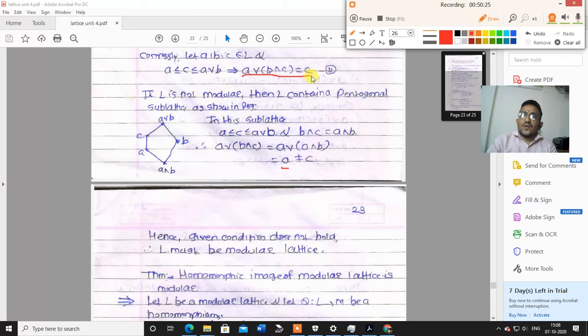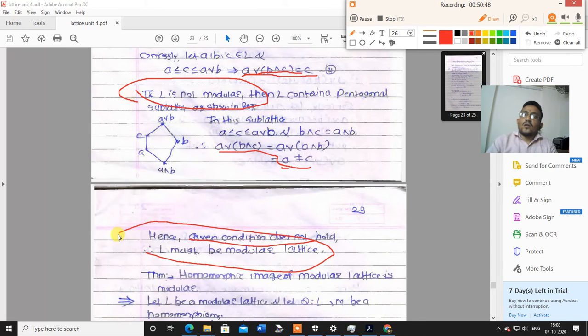But what is here? A join B meet C is equal to C. Here what do we get? A join B meet C is equal to A, which is not equal to C, which is a contradiction, which is impossible. Therefore our assumption is wrong, hence the given condition does not hold. Therefore we can say that L must be a modular lattice. Which is important.